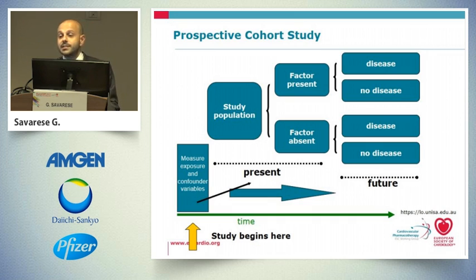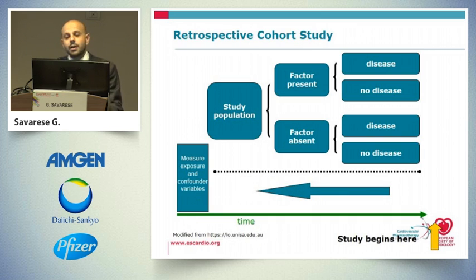And then we assess in the future if these patients developed or not the disease or had an outcome that can be, I don't know, all-cause mortality, cardiovascular events, or whatever. So this is a prospective cohort study, but a cohort study can also be retrospective, and we often see this in registry studies, for example.